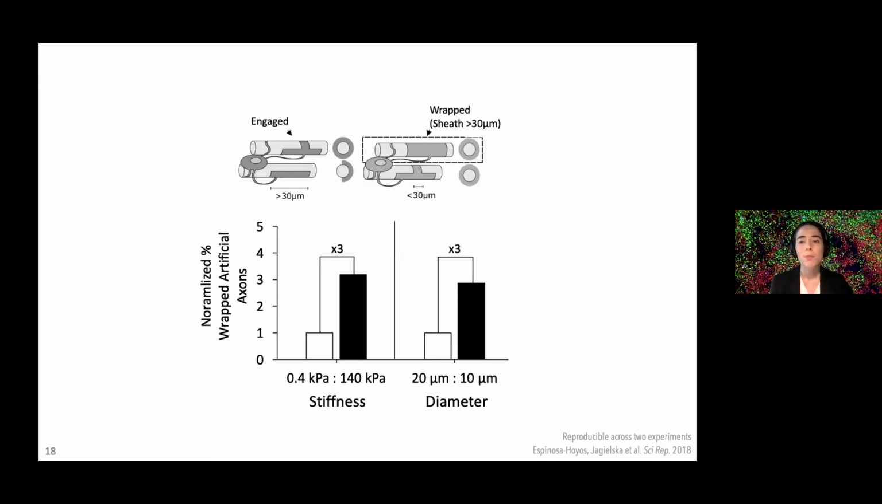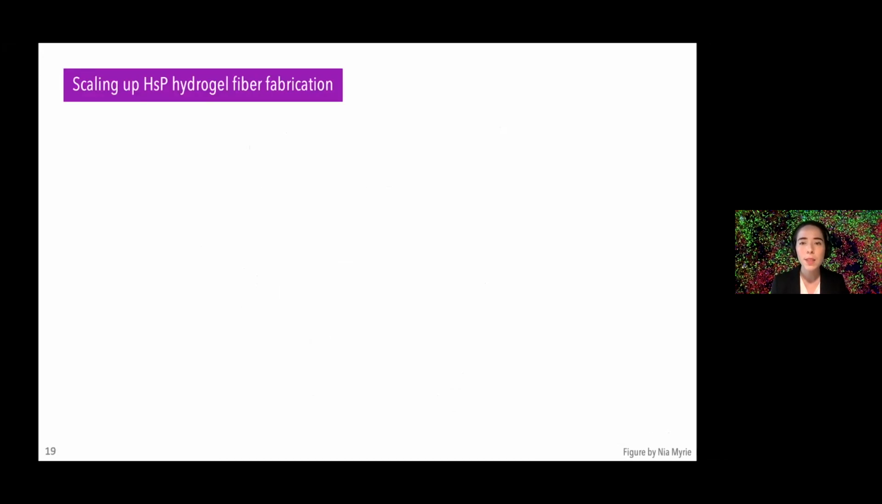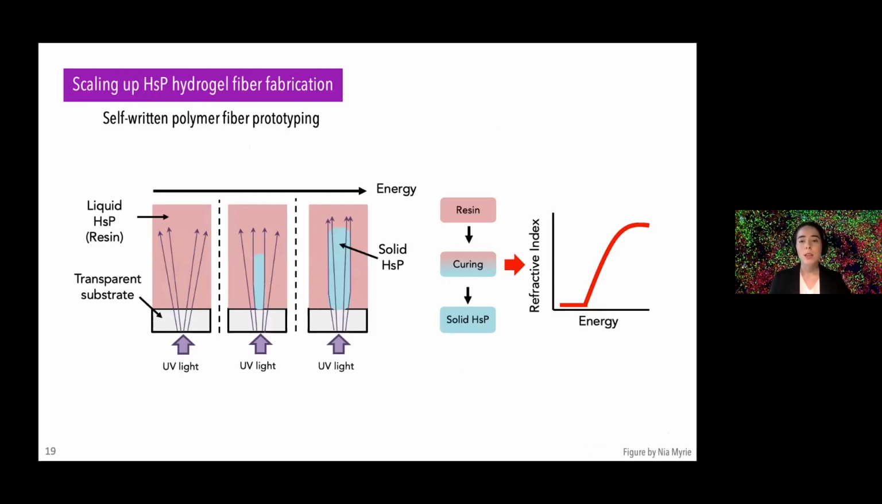One of these is improving the resolution and the throughput of fabricating these artificial axons, which will be crucial if we want to implement this platform in drug development pipelines for things like high throughput drug screening. So layer by layer fabrication of these hydrogel microstructures can be time consuming. We hypothesized that instead we could take advantage of the optical properties of the HSP material developed here to self-propagate hydrogel pillars using a single light exposure.